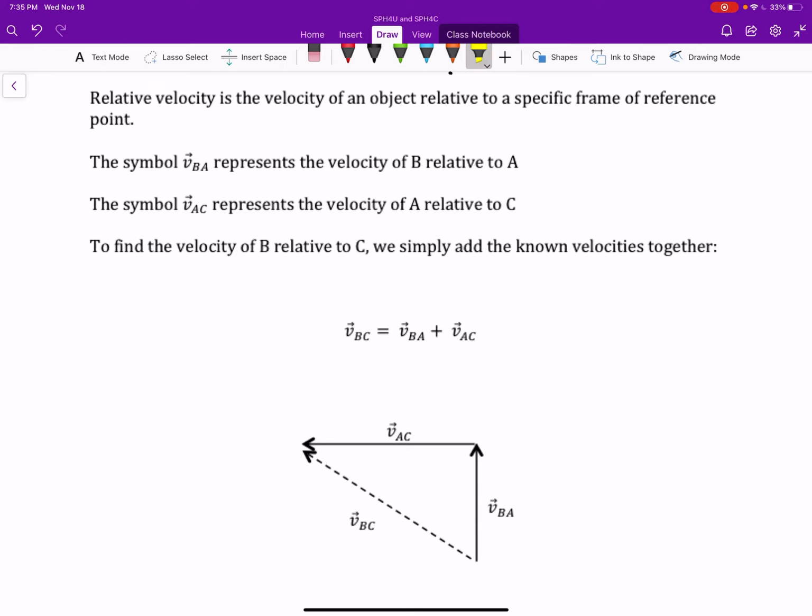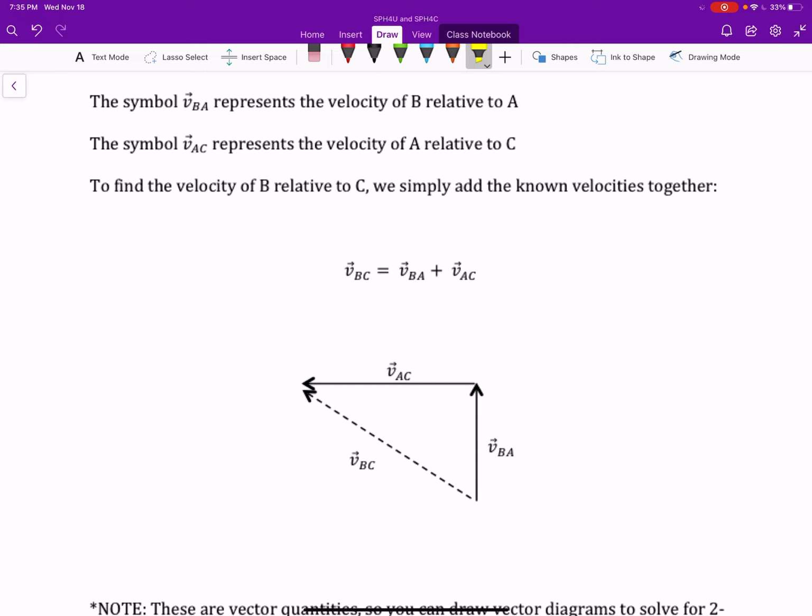Now, we can talk about what relative velocity is. It's normal velocity, but we specify a reference frame for it. For example, we can use the symbol V subscript BA. This is the velocity of some object B relative to A. Notice that the B comes first and the A goes second. The velocity of the object moving comes first in the subscript, and then the point or other object that we are using to reference the motion of the first object comes second.